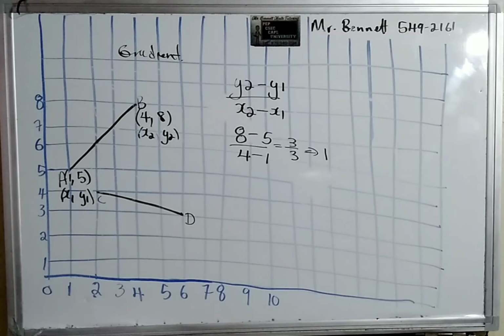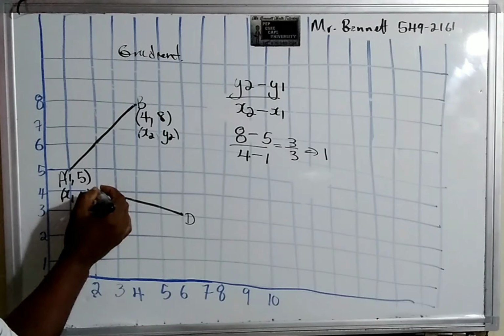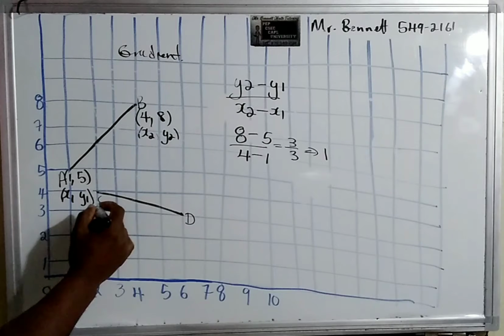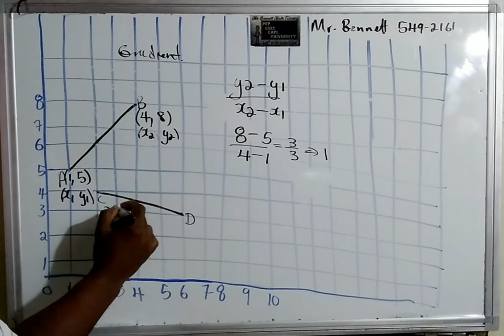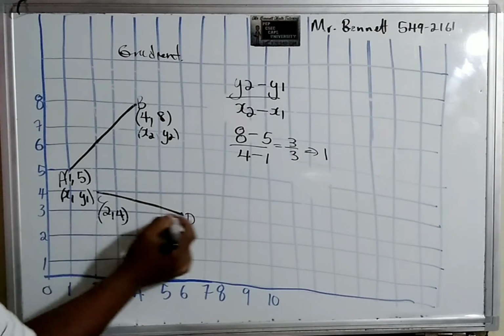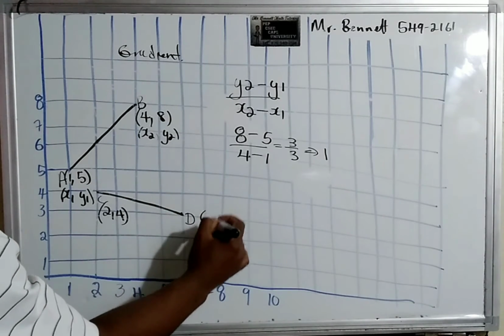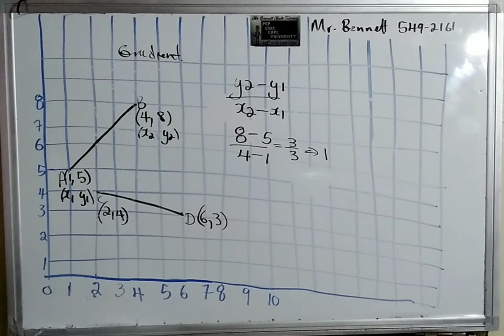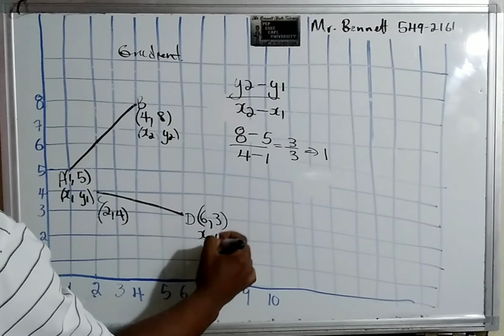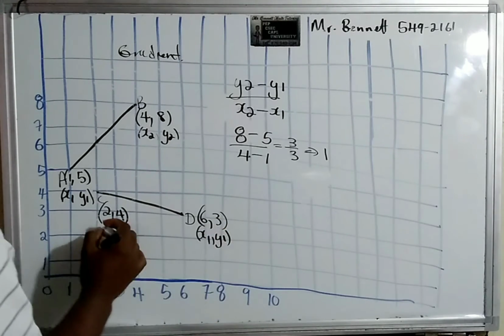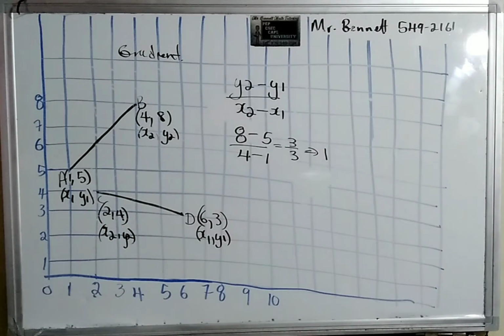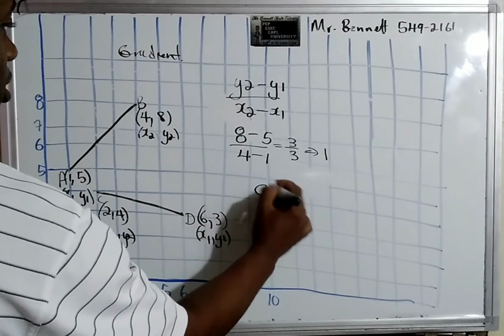Alright, let us look at CD. Guys, you can take any 2 points, it doesn't have to be the end points. So point C is at 2, 4, and D is at 6, 3. For argument's sake, let us call this x1 this time and this x2, just to show you that it doesn't make a difference. So this is x2, y2. We're focusing on CD.